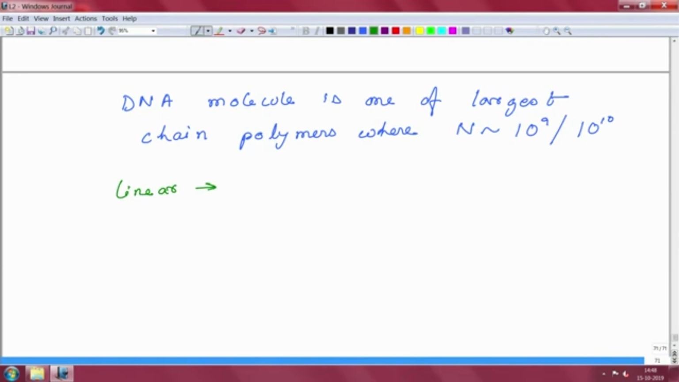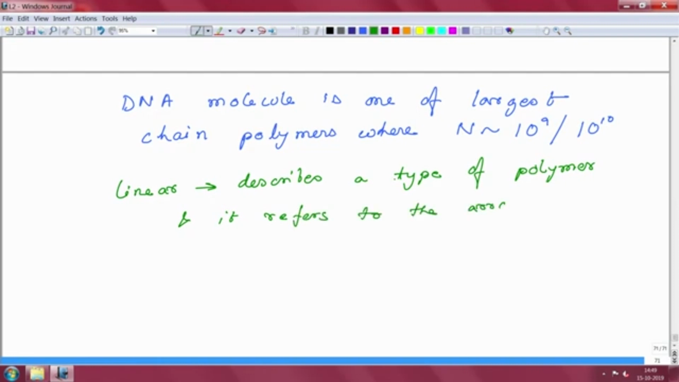does not mean that the molecule itself is like a straight line. Linear here describes a type of polymer material, and it refers to the arrangement of the polymerization units. The reason we are specifying this is because other types of structures are also obviously possible. So, we will later on contrast them with the linear models.